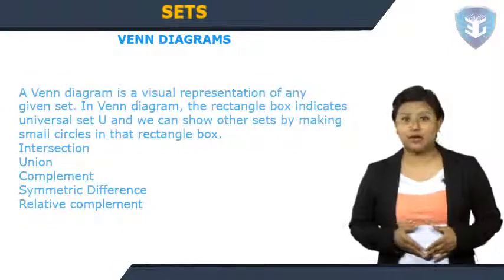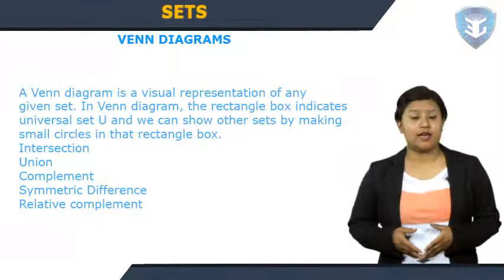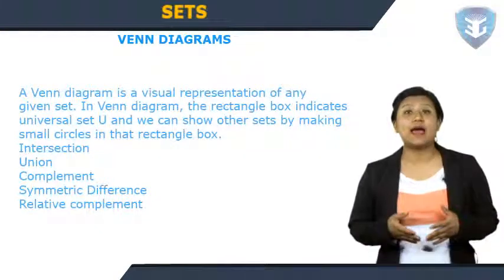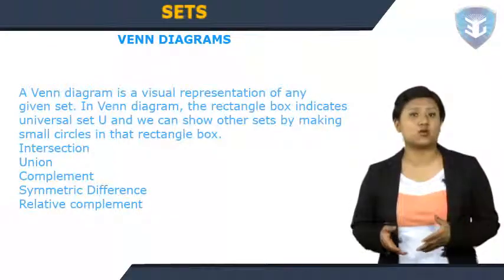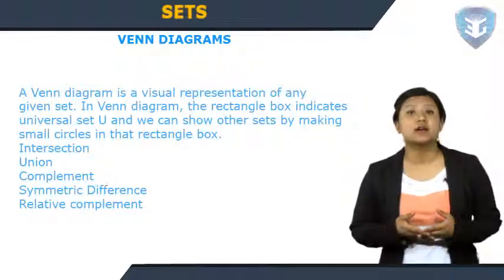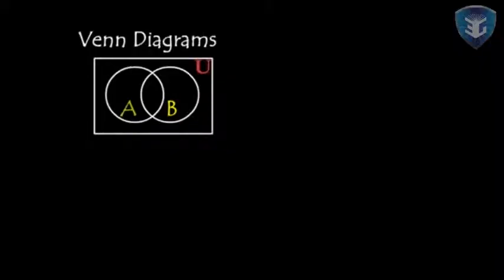Let's study Venn diagrams. A Venn diagram is a visual representation of any given set. In a Venn diagram, the rectangle box indicates the universal set U, and we can show other sets by making small circles in that rectangle box. Intersection, union, complement, symmetric difference, relative complement. Actually, they're kind of my favorite.